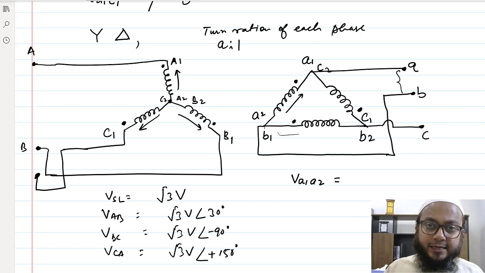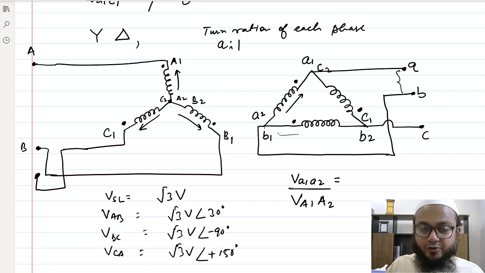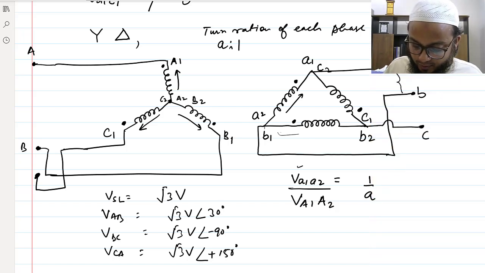Okay, VA1A2. So this voltage is nothing but, as per the turn ratio, small va1a2 upon capital VA1A2. So capital A1A2 I am taking for the primary side, and smaller a1a2 I am taking for the secondary side. Okay, so the ratio of this phase voltage and the phase voltage appearing here would be 1 by A as per the transformation ratio. So we can write that va1a2 would be VA1A2 by A.